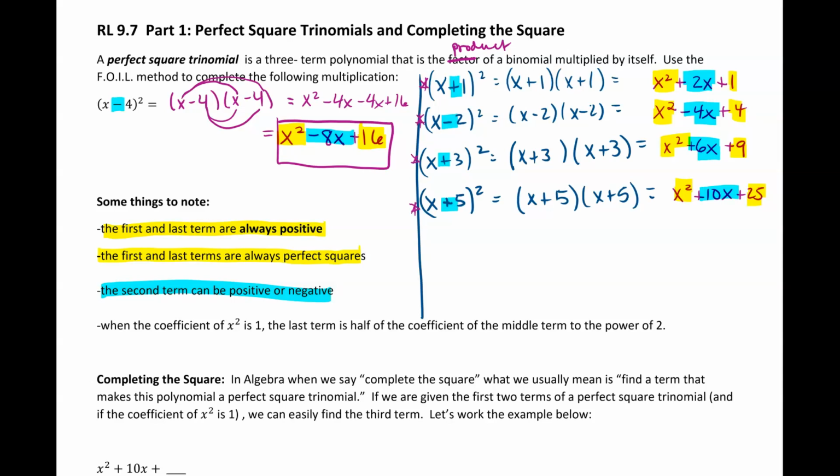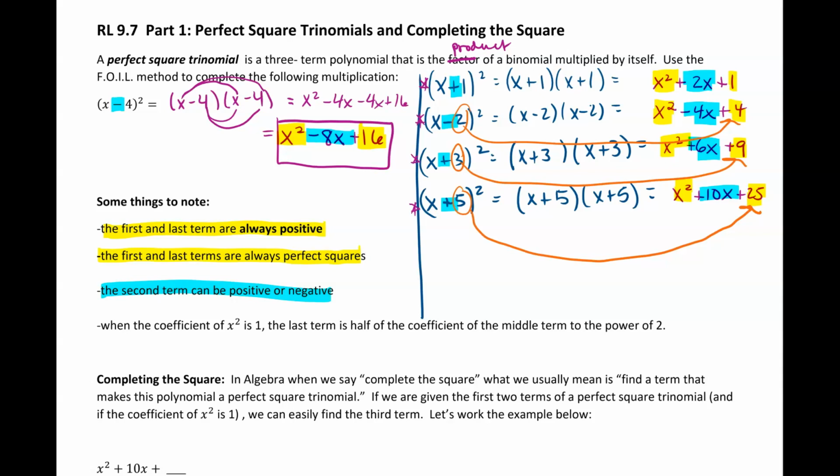So you might also notice that the number that is in the original binomial, so x plus 5, for example, when we square that, 5 squared is 25. 3 squared is 9. 2 squared is 4, and so on. So these are not coincidences. This is just the structure of a perfect square trinomial.